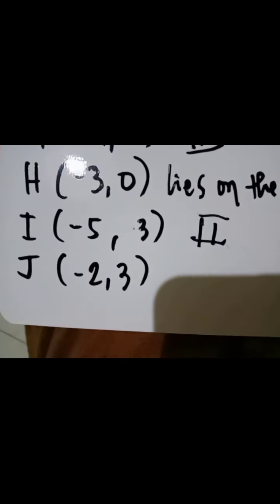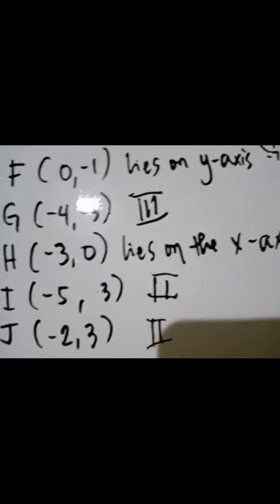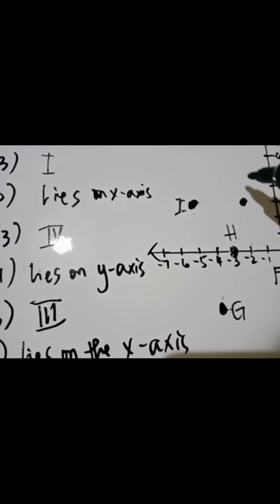And then lastly, we have letter J. Negative 2 and positive 3. On what quadrant does it lie? Very good. Still on the second quadrant. So let's locate it. Negative 2 and then positive 3. So this is the point of intersection. Okay. So let's name this letter J.